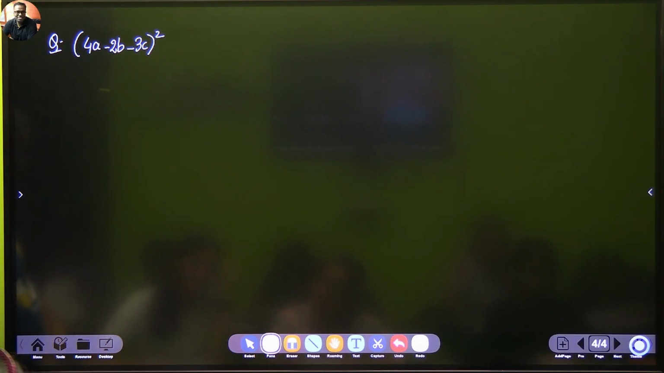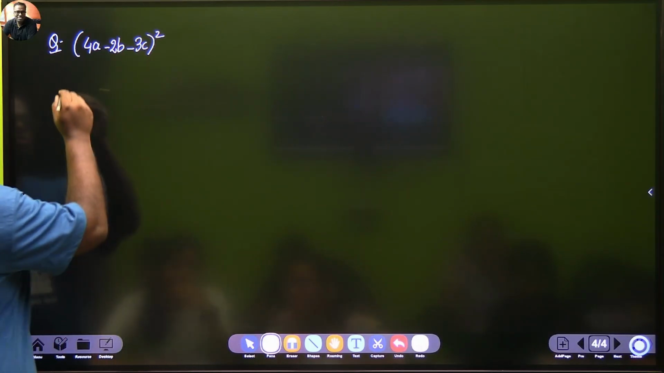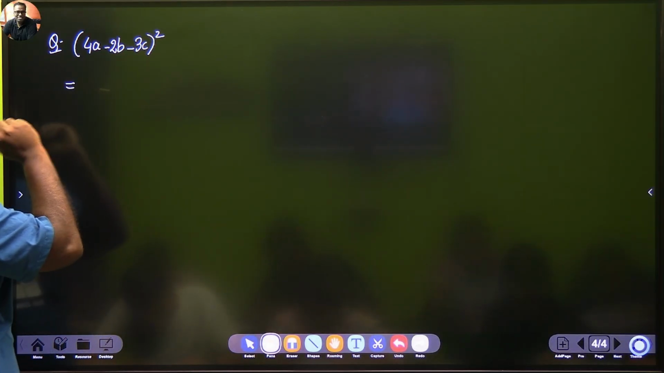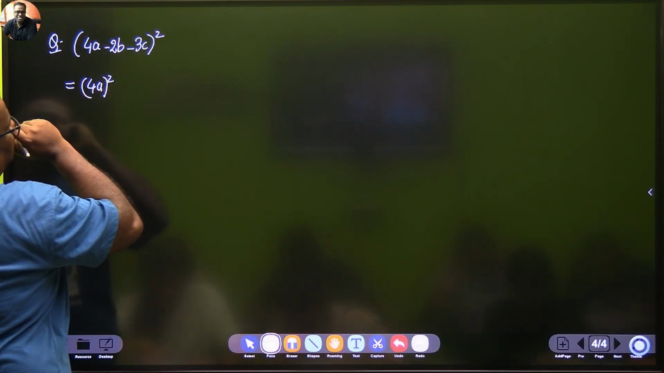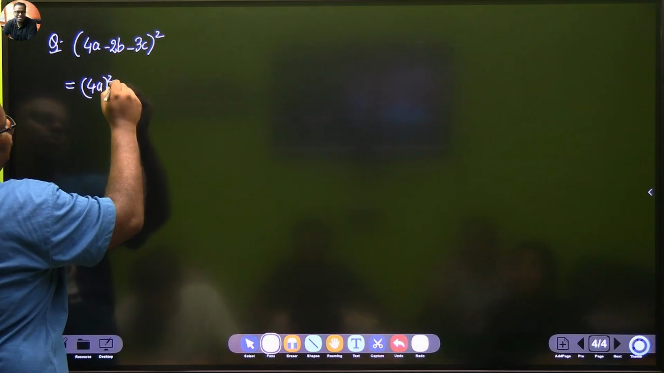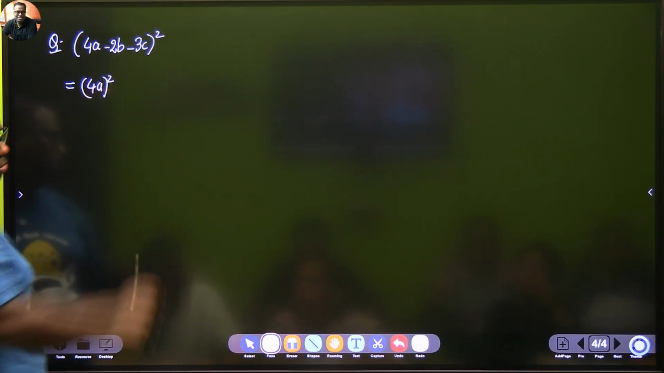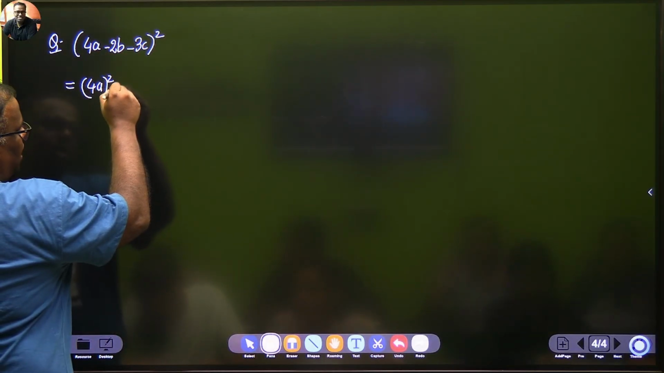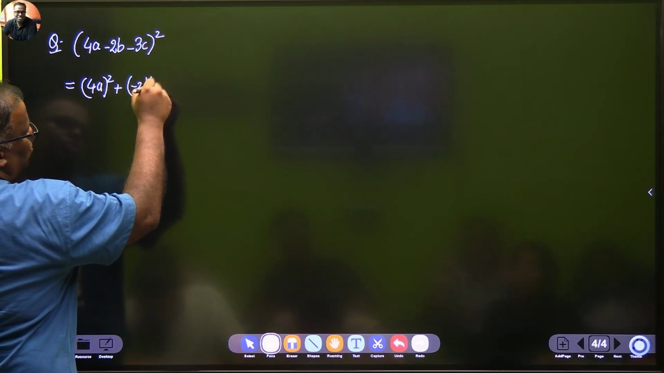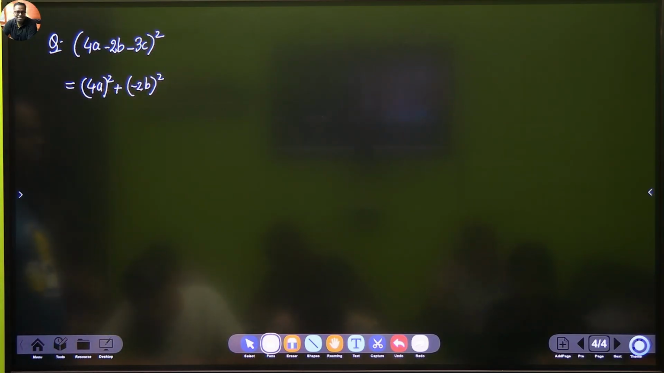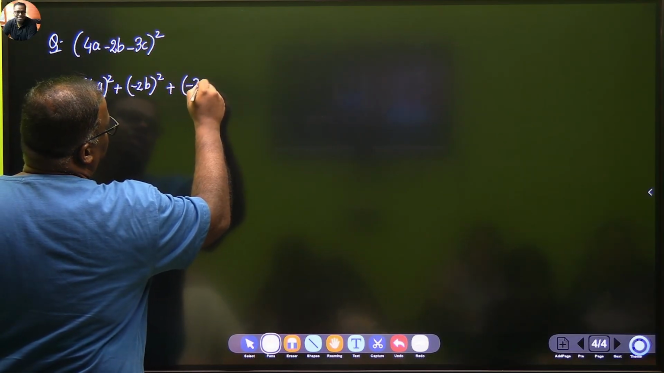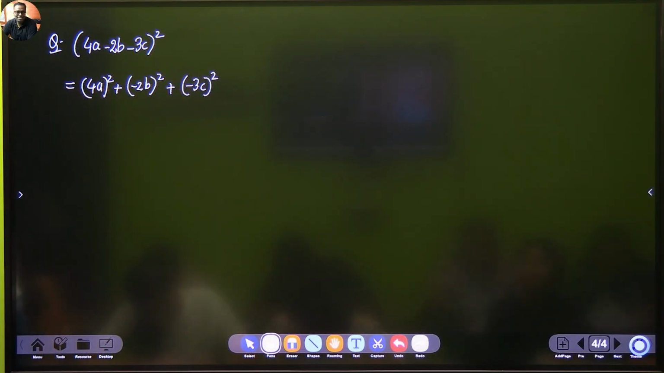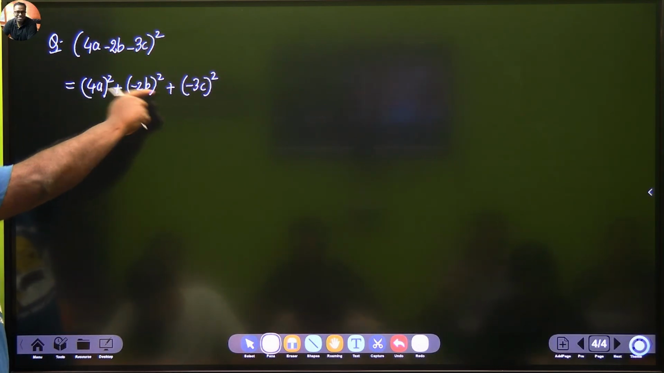Shall we do this? Now here, you need to use brackets. Otherwise, your life will be like a socket. So it is 4A whole square, right? Then, see, it's a minus 2B, right? So you write plus minus 2B whole square. I know minus 2B whole square will be positive, but deliberately we will write minus 2B. And then a negative 3C whole square. What is the use of doing this? It makes your life easy in the next step, that some terms are negative.